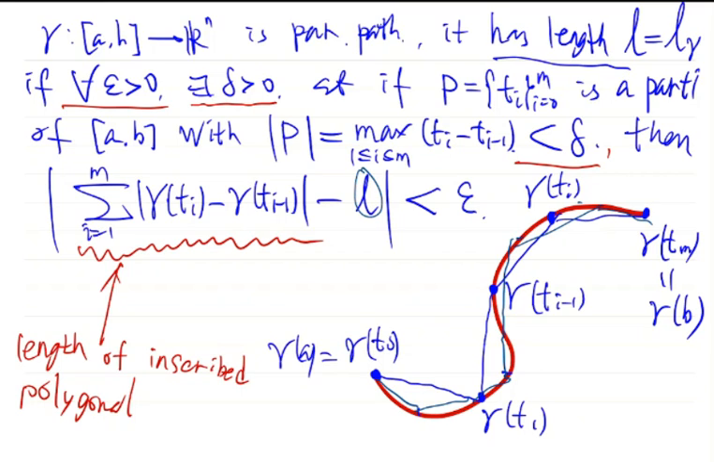The length is the limit, when the gap of the partition goes to zero, of the length of the inscribed polygonal. I say again, if there is a number such that when the gap of the partition goes to zero, the length of the inscribed polygonal approaches this number, then naturally we call this number the length of our curve patch. Okay, so this is the definition.